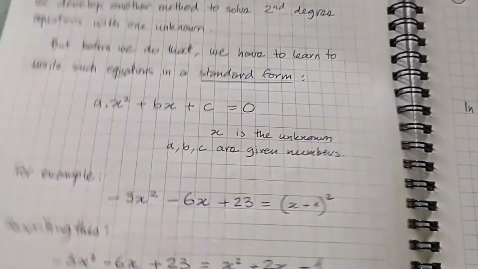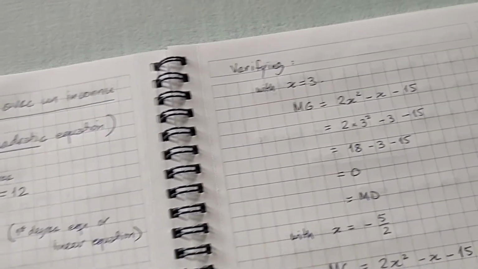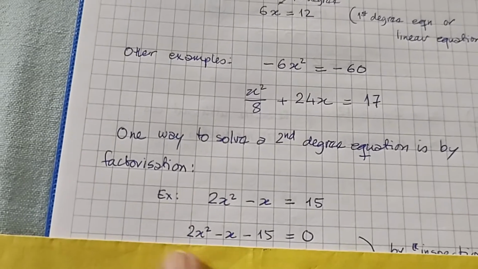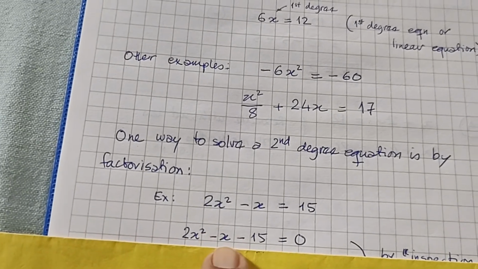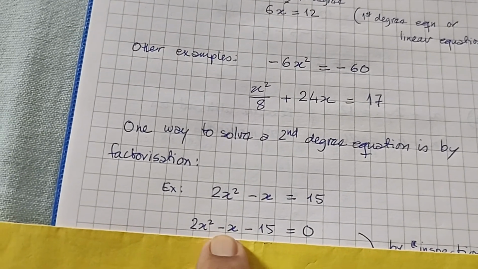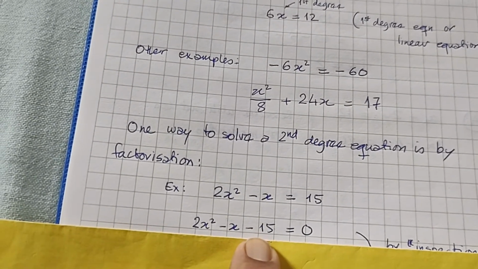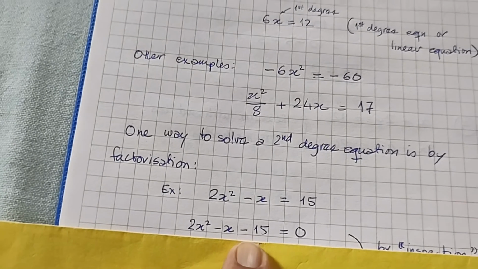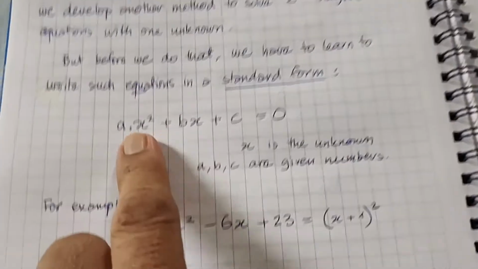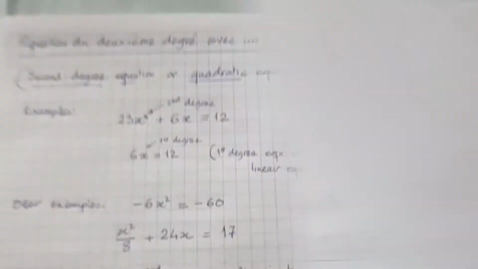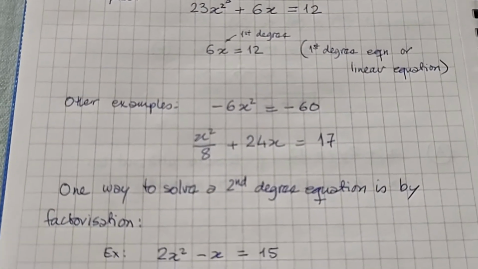So if we take this equation, then a is equal to 2, b is equal to minus 1, and c is equal to minus 15. If you use those three values and write it out like this, you will come back to this.